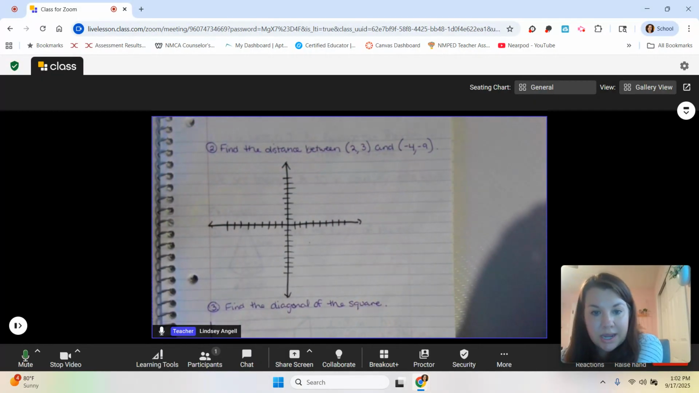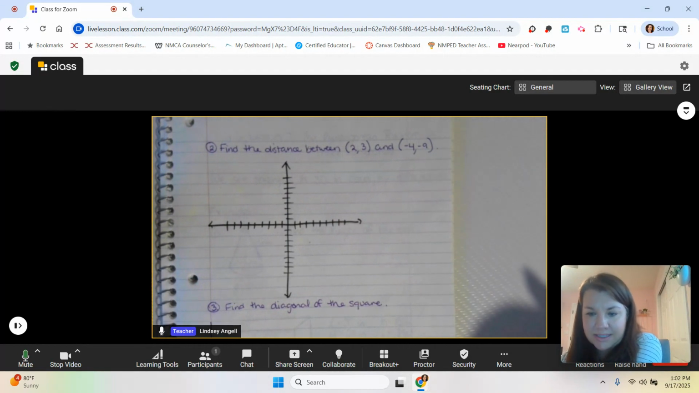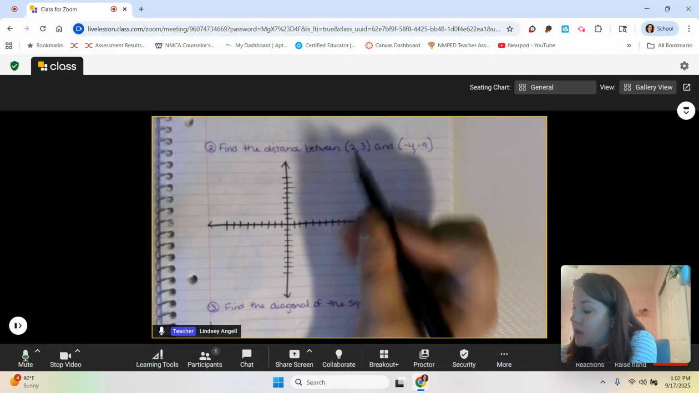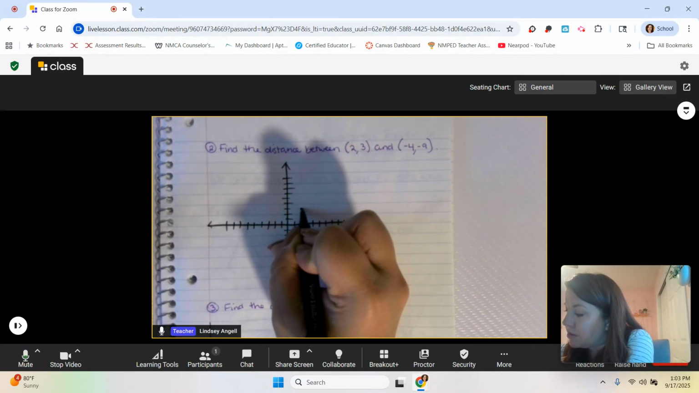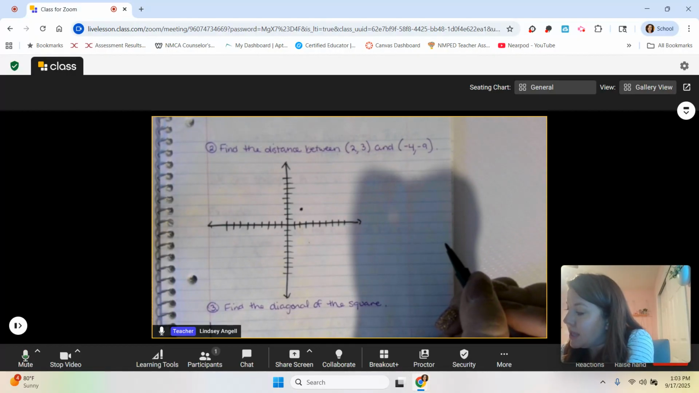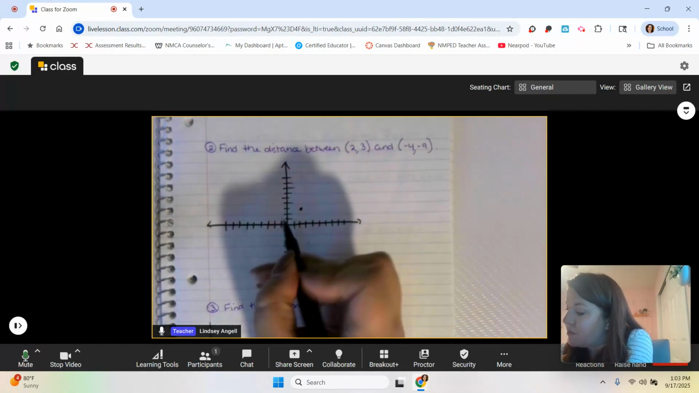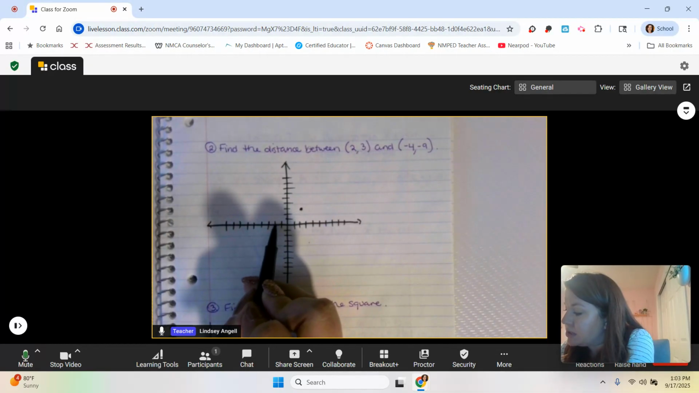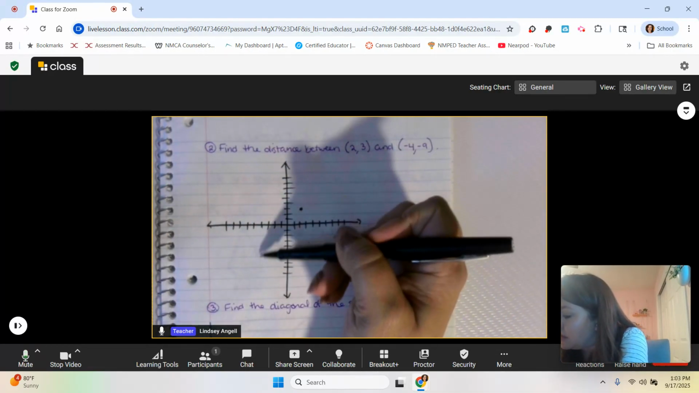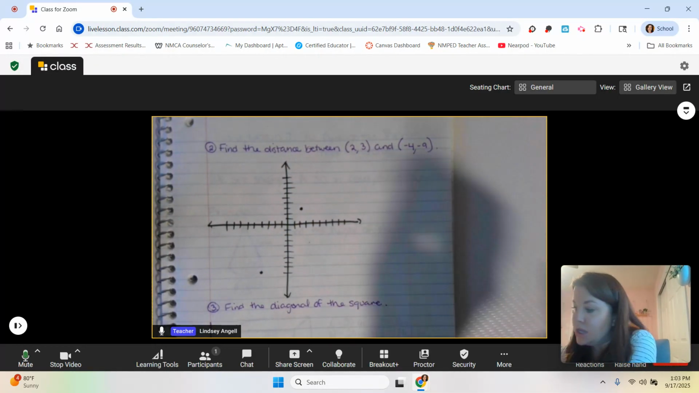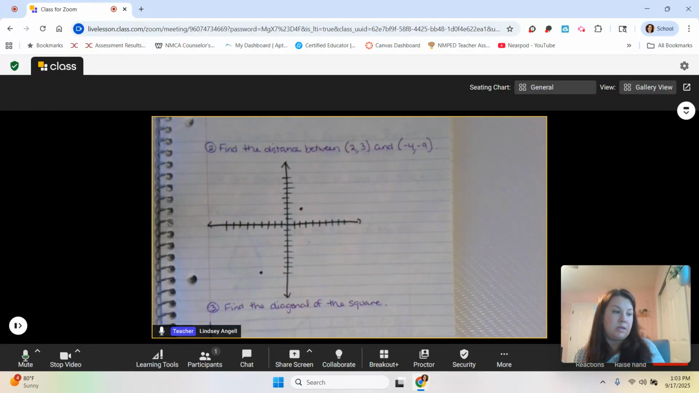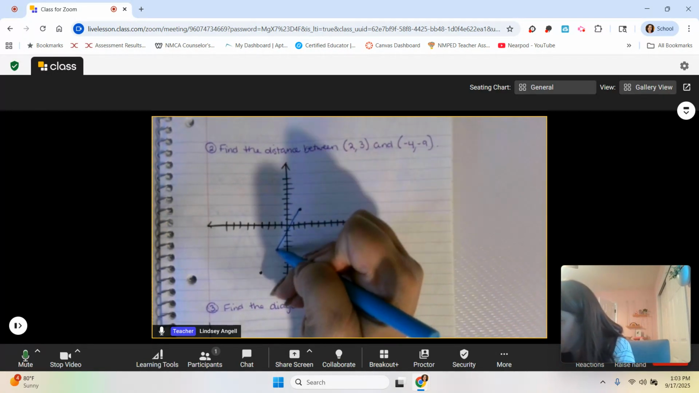Now that I have my grid set up, I'm going to place these on there. For (2, 3), starting from my origin, I'm going to go to the right 2 and up 3. There's one of them. And then I have (-4, -9), so I'm going to go 1, 2, 3, 4 back, and then down 9. I'm looking for the distance between those two. Let me pull up a different color to help us see everything. This is what I'm looking for.